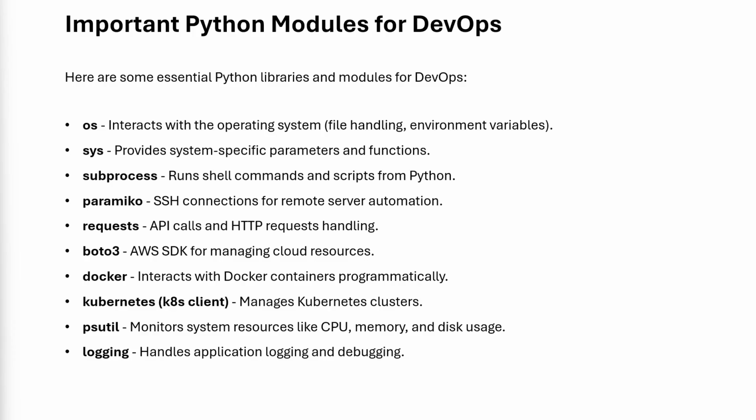And in case you want to work with Docker, then you have to use the Docker module. To work with Kubernetes, we have something called the Kubernetes client. So using this, we will be able to work with the Kubernetes clusters. And then to check the system resources like CPU, memory, and disk usage, we can use psutil. And in case you want to monitor the logs of the servers, we can use the logging module. So these are all the main modules. In case you are familiar with these modules, you can handle any task related to DevOps easily.